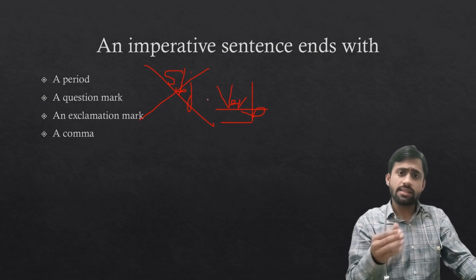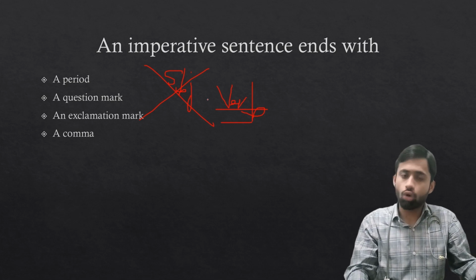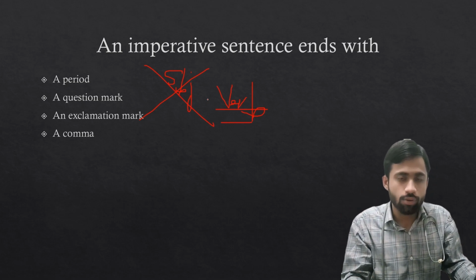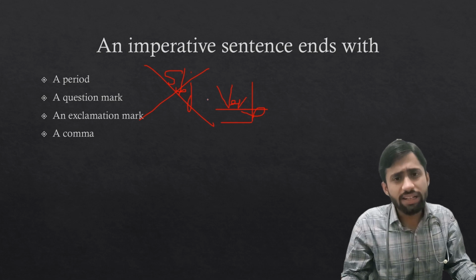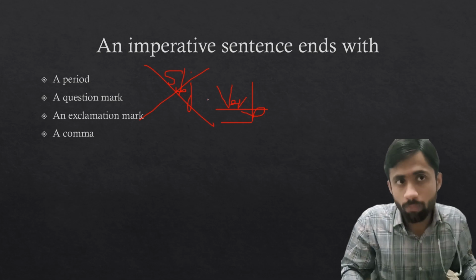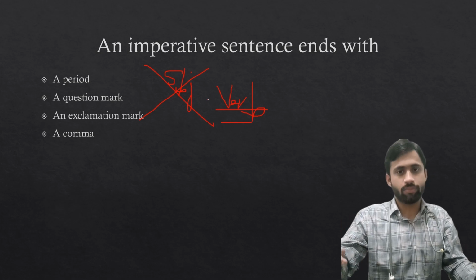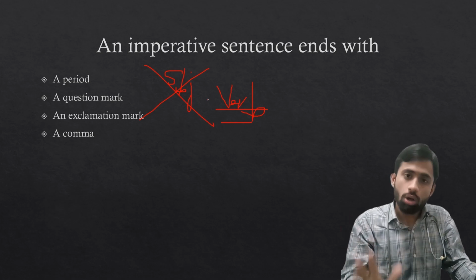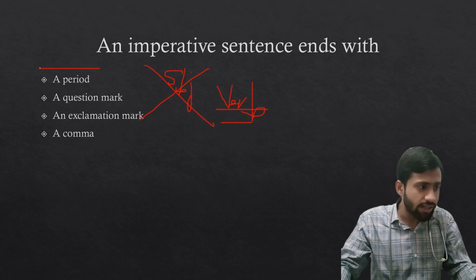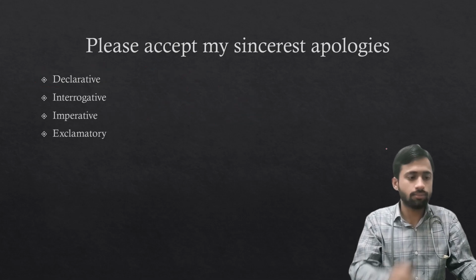Now look at the sentence: pass me the salt. Is it ending with an exclamation mark or a question mark or a comma? No, it is ending with a period, a full stop. There are certain conditions in which you end an imperative with an exclamation mark too, like shut the door, where you are basically shouting at someone. So you may also use an exclamation mark in certain small cases, but widely, a period is used at the end of an imperative sentence.